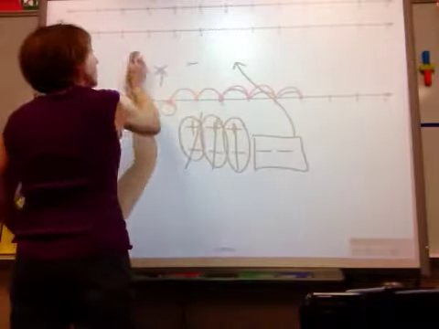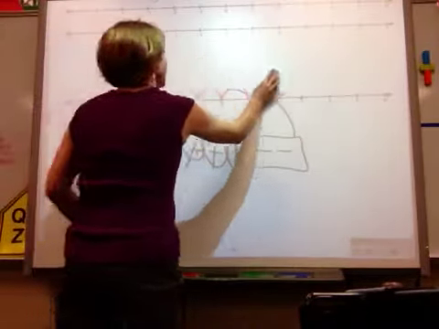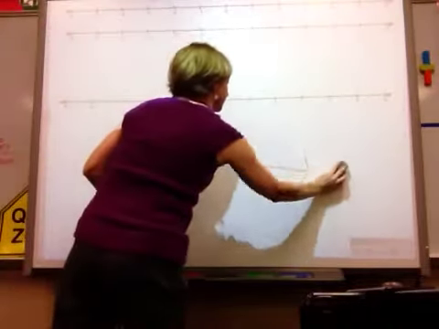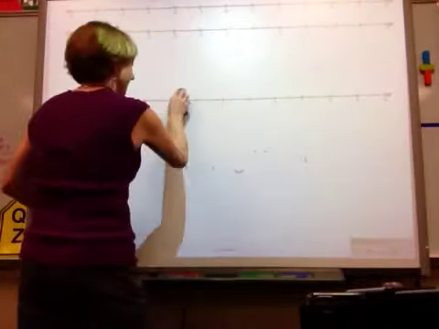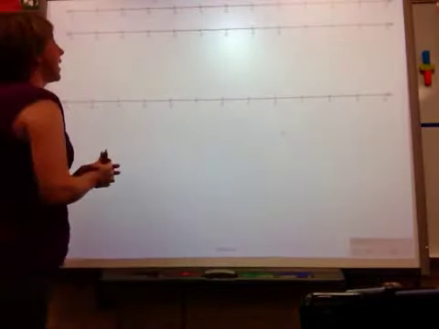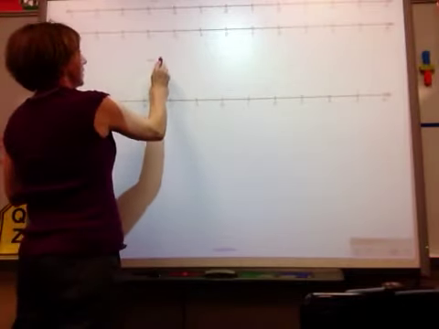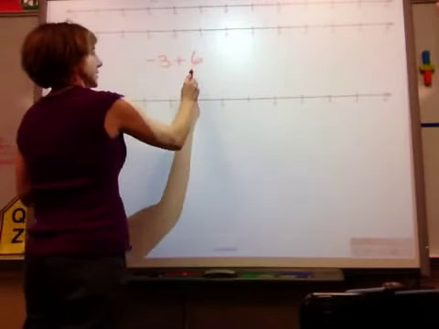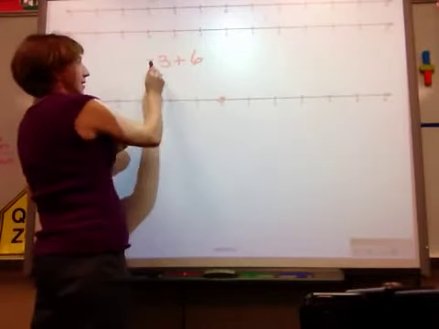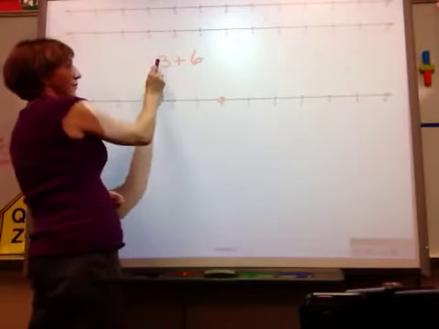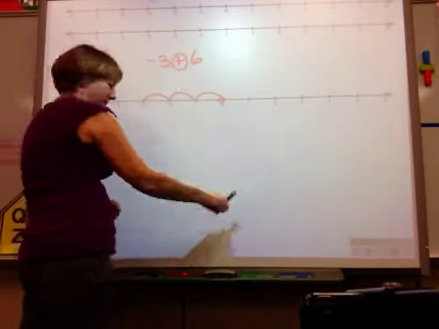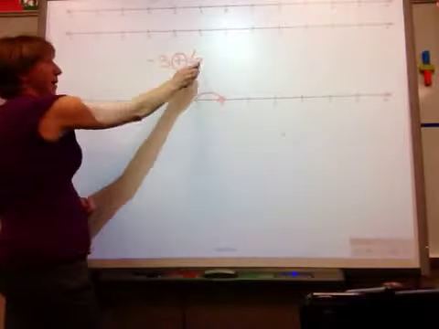Let's take a look at one more that has a positive and a negative. All right, let's say I have negative 3 plus 6. First, I'm going to do it on the number line. We start at 0 always. Negative 3 comes first, so I'm going to go left 3. 1, 2, 3.